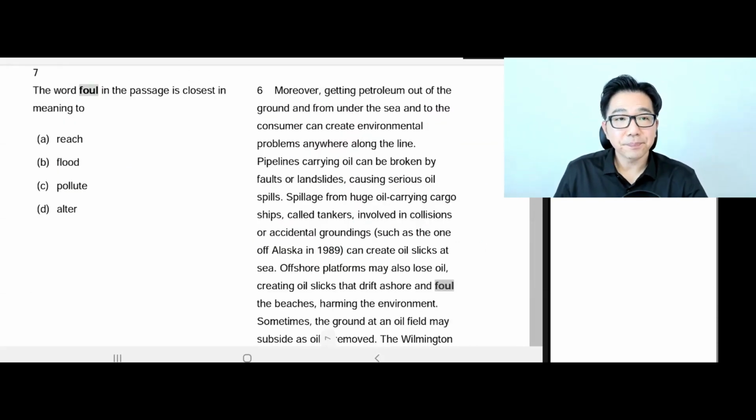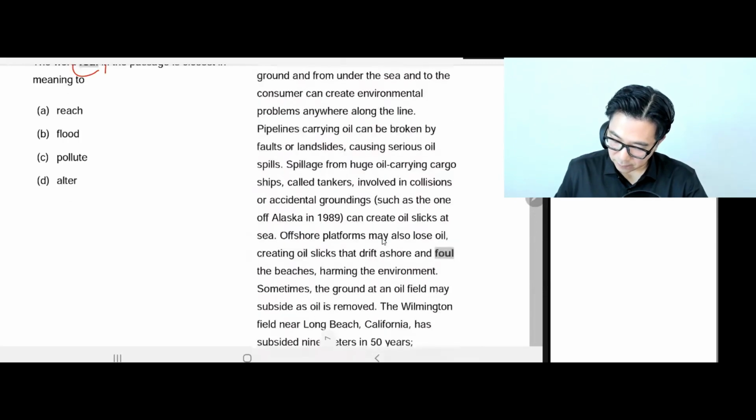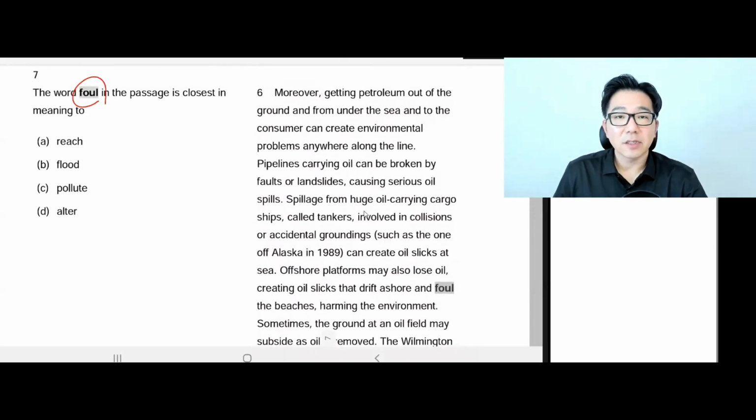Question 7, the word foul in the passage is closest in meaning to. Okay, let's understand the context and see what foul means in this given context. Quite a long paragraph, so let's cover it.